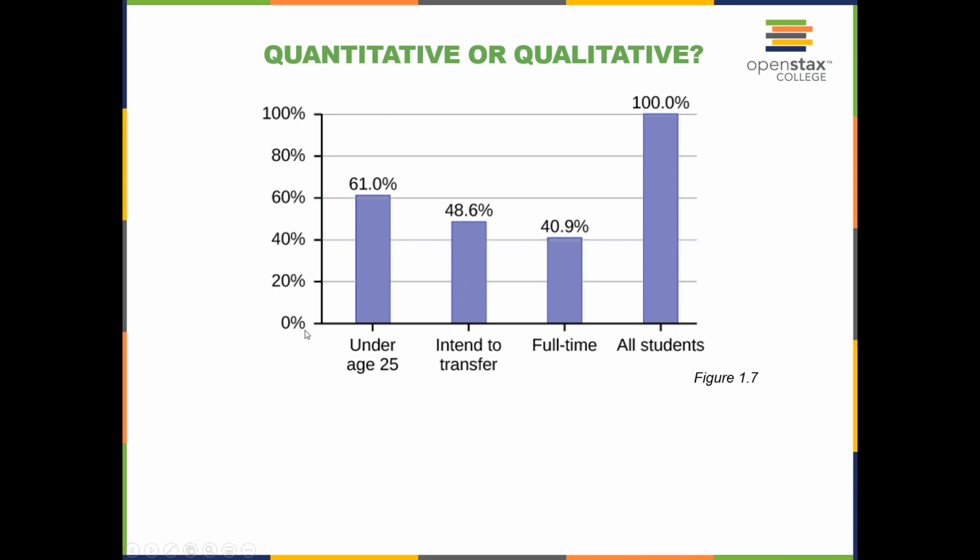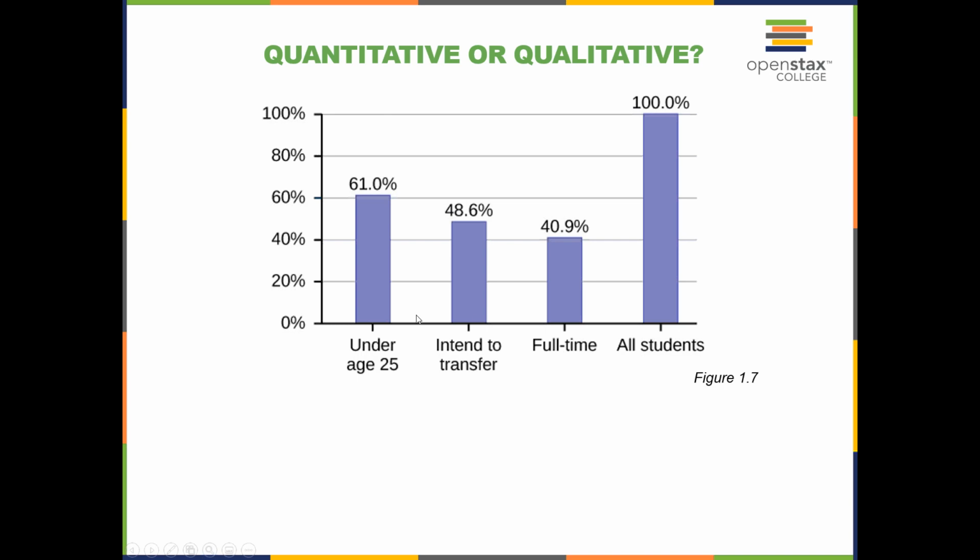Now, it's interesting to note that this data does not have percentages that add up to 100%. So there's some kind of overlap happening between these different categories here. And so we could not represent this with a pie chart. We'd actually have to use a bar graph.